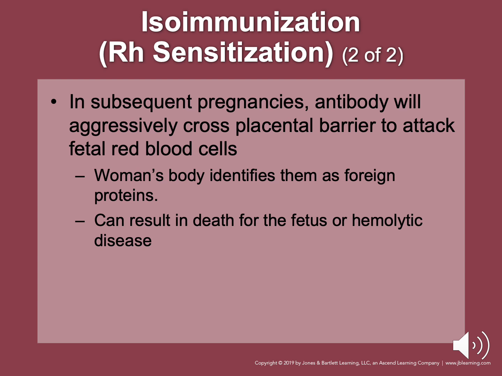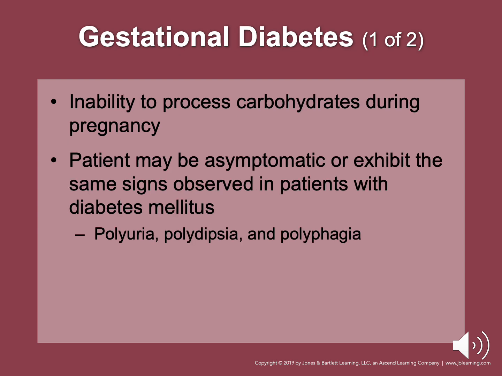Gestational diabetes is very common and is an inability to process carbohydrates during pregnancy. The patient may be asymptomatic or exhibit the same signs observed in patients with diabetes mellitus: polyuria, polydipsia, and polyphagia. Treatment consists of diet control and oral hypoglycemic medication.